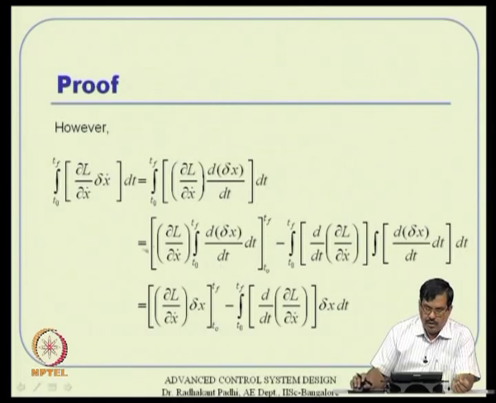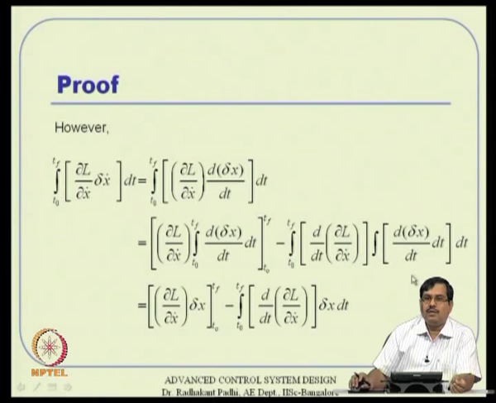Now, we can see this is a problematic term, because we do not want to talk about the variation of the derivative. So, we take this integral, and by definition this is delta x dot. Then we apply integration by parts, treating this as the first function and that as the second function. I will integrate the second one and keep the first one there, then take the derivative of the first one and integrate the second one, and so on.